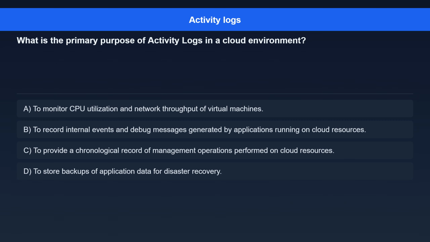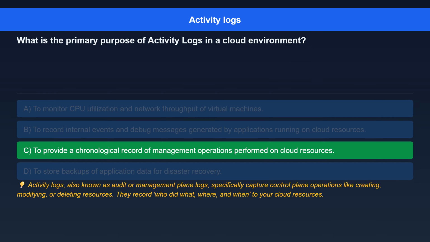Question 1. What is the primary purpose of activity logs in a cloud environment? Option A. To monitor CPU utilization and network throughput of virtual machines. Option B. To record internal events and debug messages generated by applications running on cloud resources. Option C. To provide a chronological record of management operations performed on cloud resources. Option D. To store backups of application data for disaster recovery.